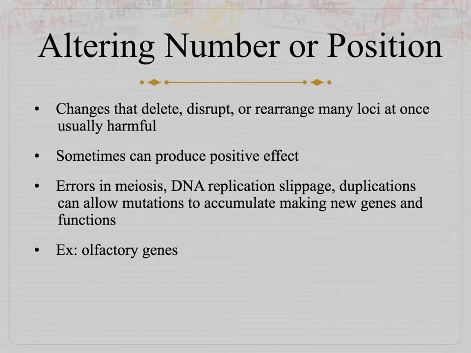So an example that we can look at is olfactory genes. Looking back through our phylogenies, ancestral mammals had about one gene that controlled olfactory, or sense of smell. In humans, we now have 350 receptor genes. So over time, small mutations have added up and accumulated. And mice have about 1,000.